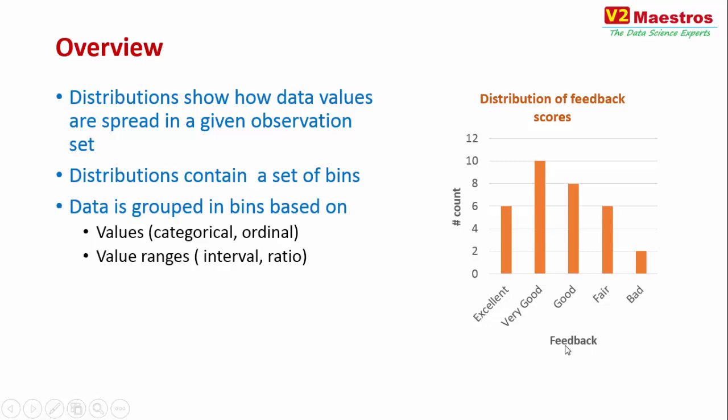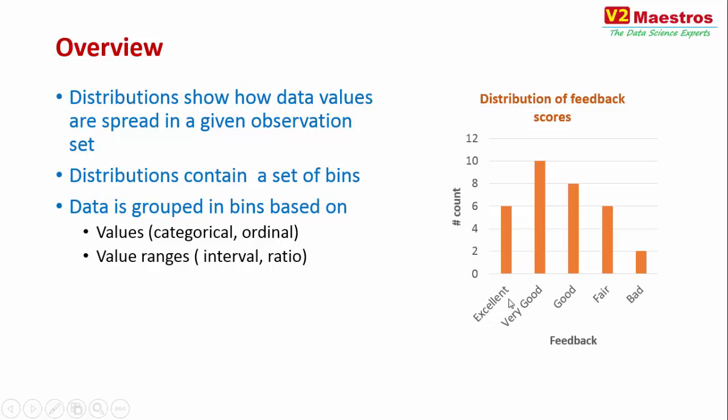So suppose you collected feedback from say 50 people, and then you want to show how many excellents you got, how many very goods you got, how many goods you got, and this is how you show them in a distribution. You take each type of rating and put them on the x-axis, and then the count that you find is put on the y-axis, and this is how a distribution would look. This is how you do it for categorical or ordinal data.